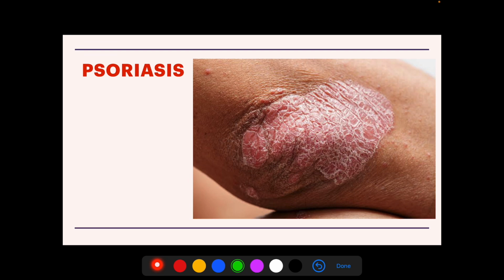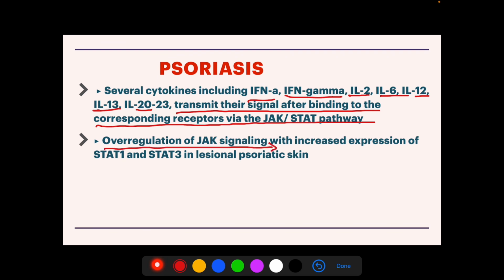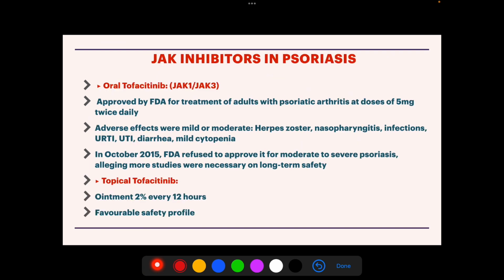Next very important indication of JAK inhibitors is psoriasis. Psoriasis has several cytokines including interferon alpha, interferon gamma, and interleukin 2, 6, 12, 13, 20, and 23, which transmit their signal after binding to the corresponding receptors via the JAK-STAT pathway. Overregulation of JAK signaling with increased expression of STAT1 and STAT3 in lesional psoriasis skin is noted.